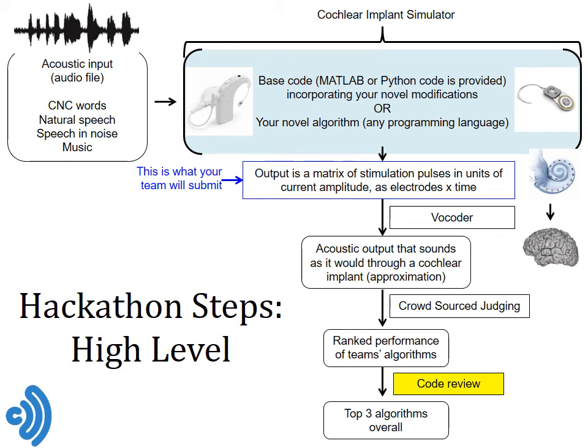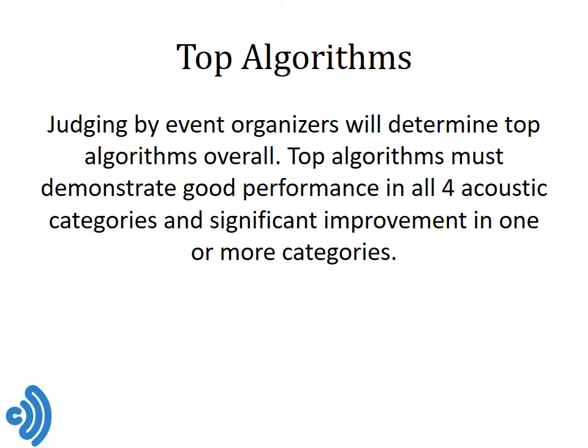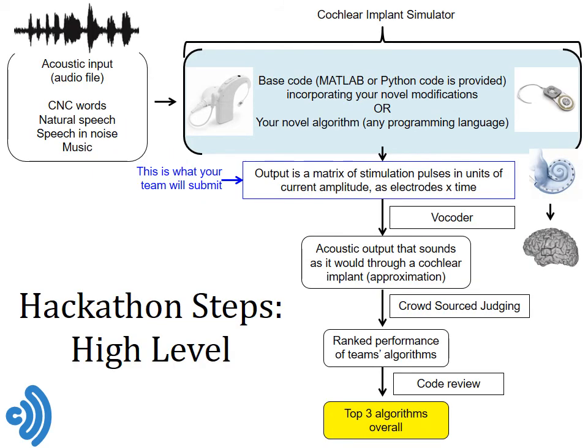Top teams for each category will go through a code review with the organizers of the event. The top teams will submit their code and also explain their strategy to the event organizers. Top algorithms will be decided by event organizers and must demonstrate good performance in all 4 sound categories, as well as significant improvement in 1 or more categories. Coming out of internal judging and code review, the top 3 algorithms overall will be decided.